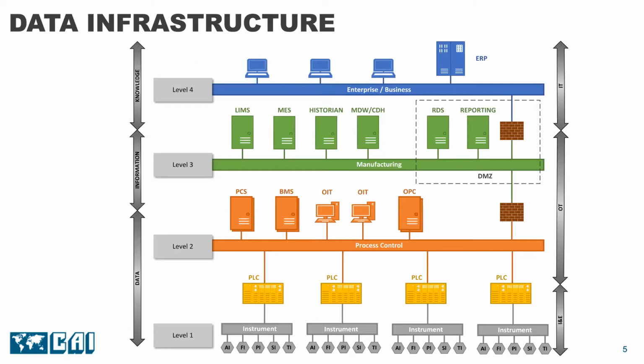At the enterprise level, level 4, you can see an enterprise resource planning system, ERP. This would perhaps be an SAP system, a JD Edwards system, or the likes. At level 3, we have a LIMS, a laboratory information management system, an MES, a manufacturing execution system, a data historian. We have an MDW-CDH, which is a manufacturing data warehouse or contextualized data historian.